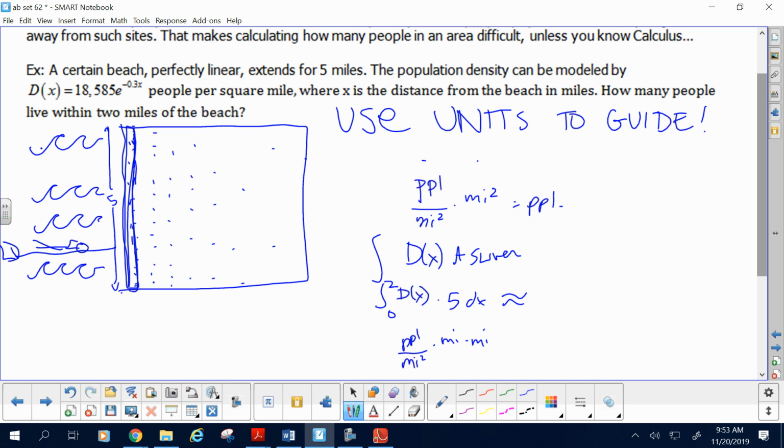Round it to the nearest whole person. I got 139. Did I type it in wrong? Oh, I forgot to multiply by 5. You didn't get 139. I got 139,755. That is exactly. 139,756 people? Yeah. Okay. All right, you get the gist.